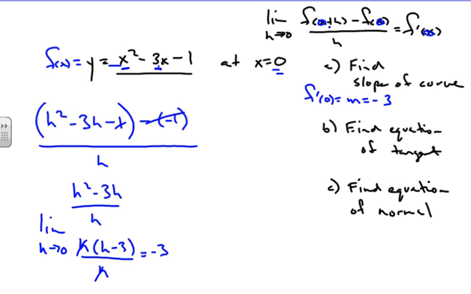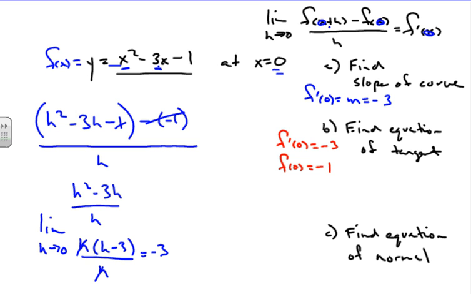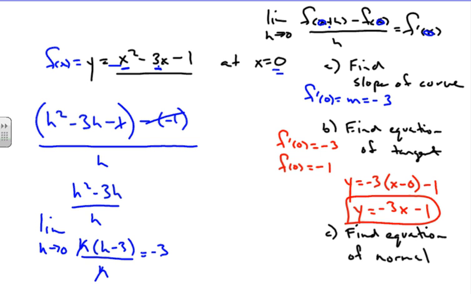Next, we're going to find the equation of the tangent line. To find the equation of the tangent line, we need f prime of 0, which is negative 3. We need a slope, and we need our point. We need f of 0, which we found is negative 1. So using that, we find our equation by taking y equals negative 3 times x minus 0, minus 1, which is just y equals negative 3x minus 1. All right, easy peasy, nice and easy.